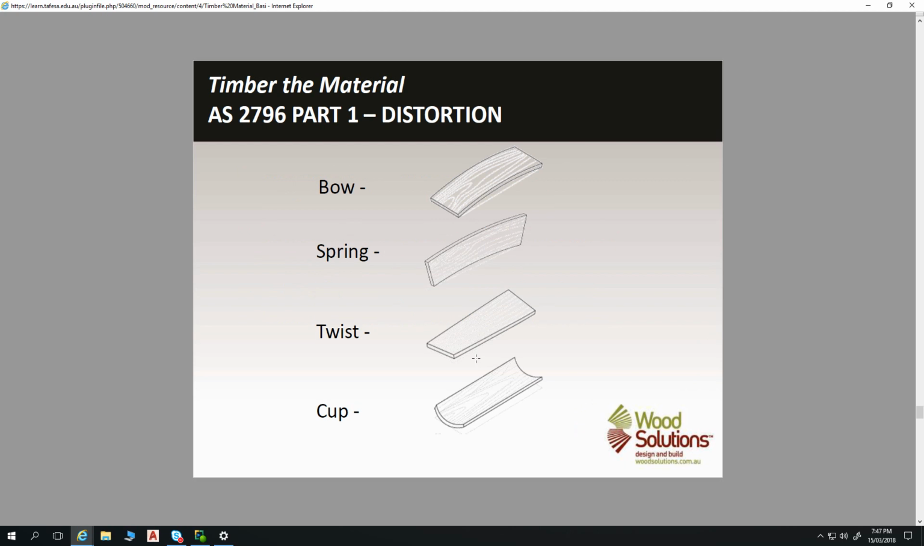Oh, so sorry, with my diagram, I got bow wrong. So bow is end to end bowing, as opposed to bowing in a tangential fashion.